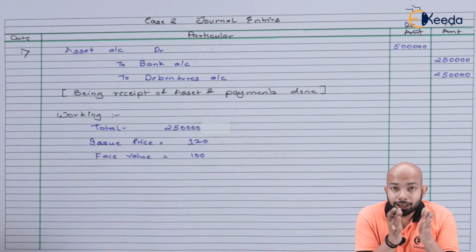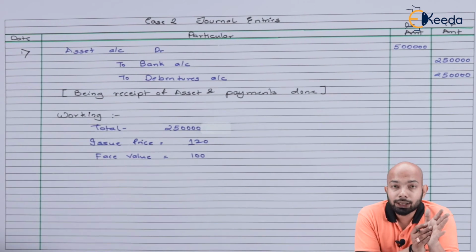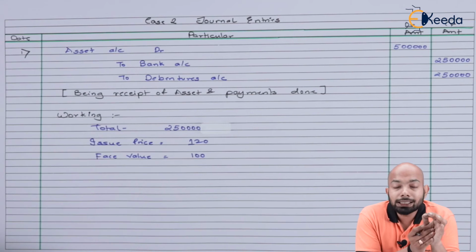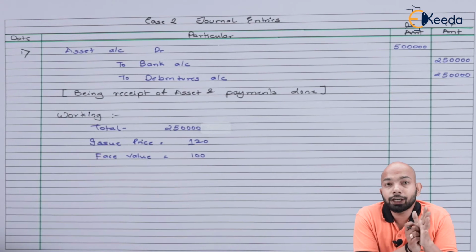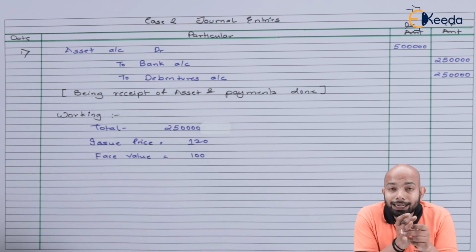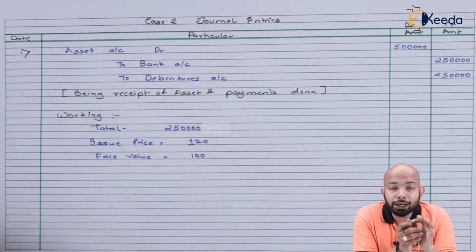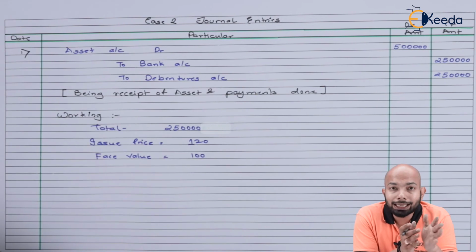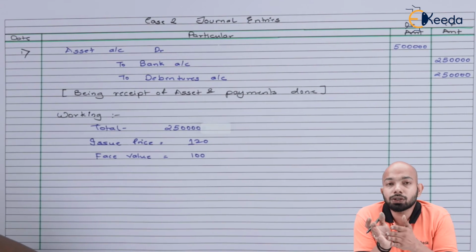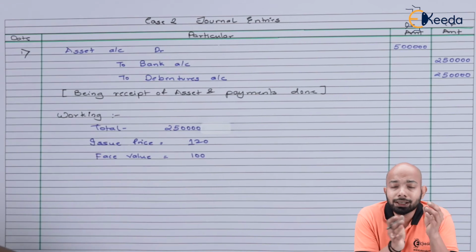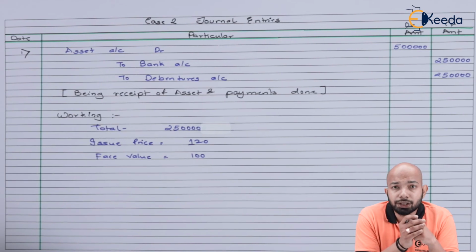So basically, let me give you a clarification as to how it has to be done. Direct price, or rather the issue price, is 120. That means in total, as this is an asset that is being purchased and you are making up the payment here with an issue price of 120, the face value being 100 here. If we have 2,50,000 as the amount and divide it by 100 rupees, that will give you the total number of debentures issued.